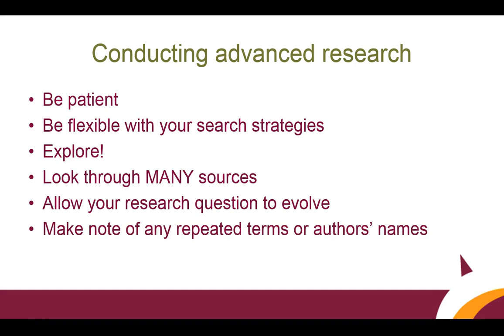Finally, make note of any repeated terms or authors' names. These repeated terms, whether you know them or not, might allow you to find more sources if you start using those repeated terms. Also, if you're noticing that many authors are being mentioned in different types of sources, then it's really likely that those particular authors are influential in that field. So don't just ignore authors' names that are repeated many times. Investigate a little further, see why they are being cited all the time.